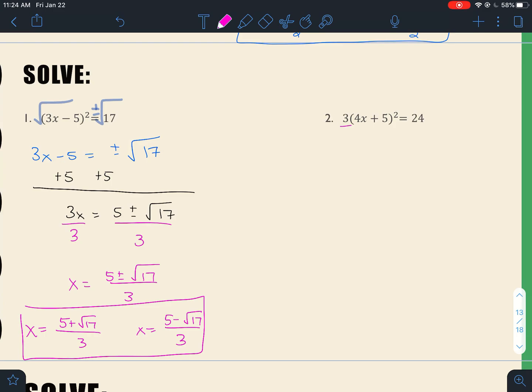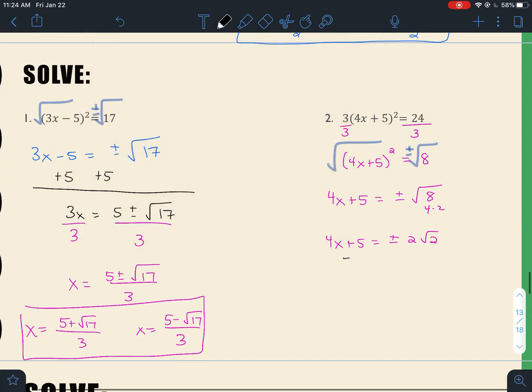On number 2, first step, get the squared term by itself. So divide both sides by 3, and you have 4x plus 5 squared equals 8. Then you can take the square root of both sides, and so you get 4x plus 5 equals plus or minus the square root of 8. And 8 is 4 times 2, so this can be 4x plus 5 equals plus or minus 2 root 2.